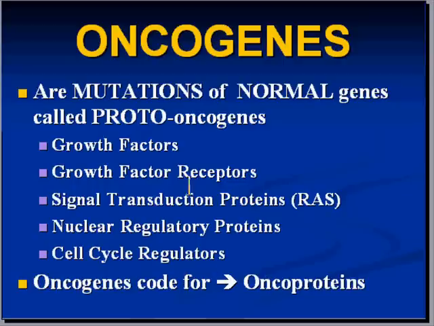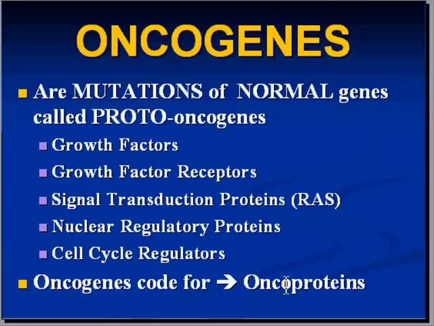And the five biggest categories of oncogenes would be genes which code for growth factors, genes which code for growth factor receptors, genes which are involved in signal transduction proteins. And signal transduction refers to any process in which a cell converts one kind of signal or stimulus into another. Or any process that regulates the nucleus is another category of oncogenes. And of course we saw the cell cycle regulators as well.